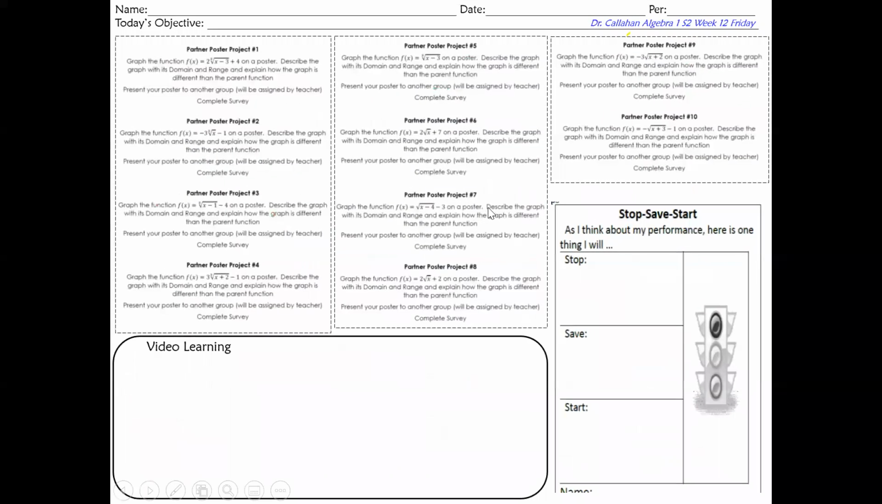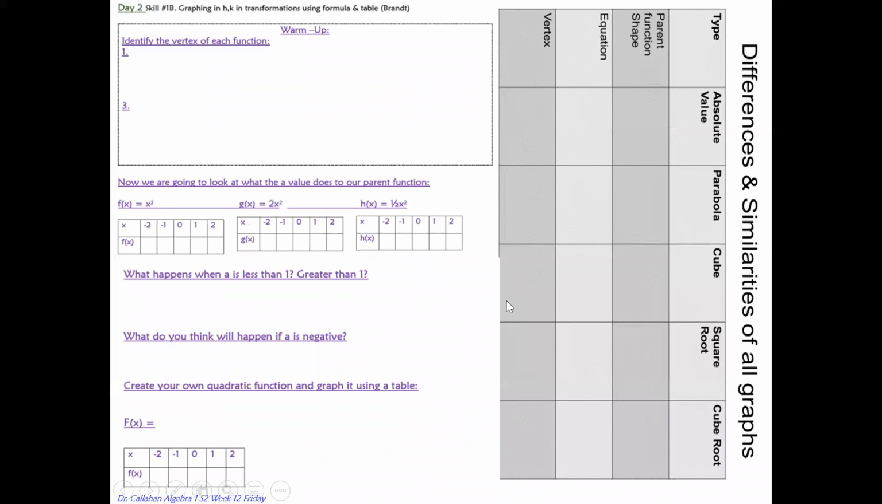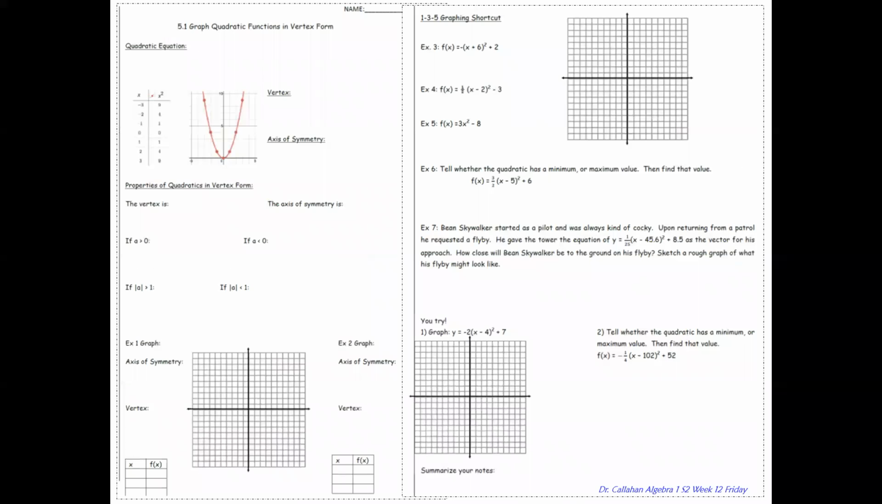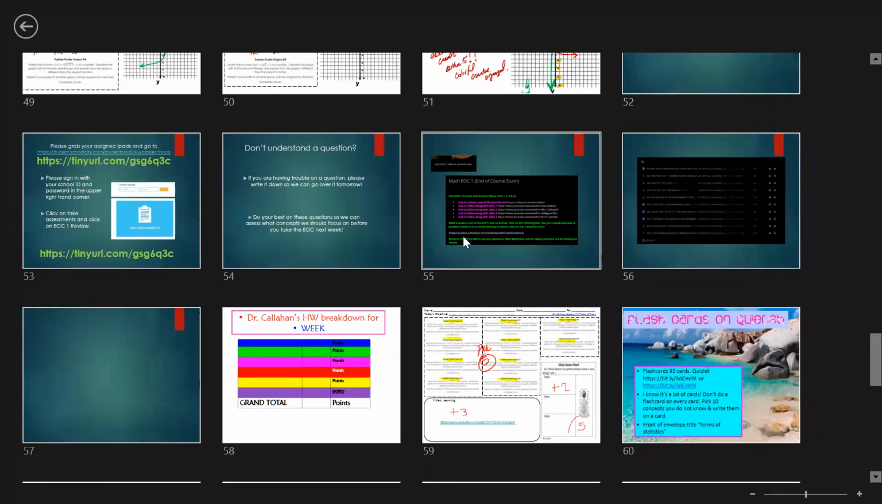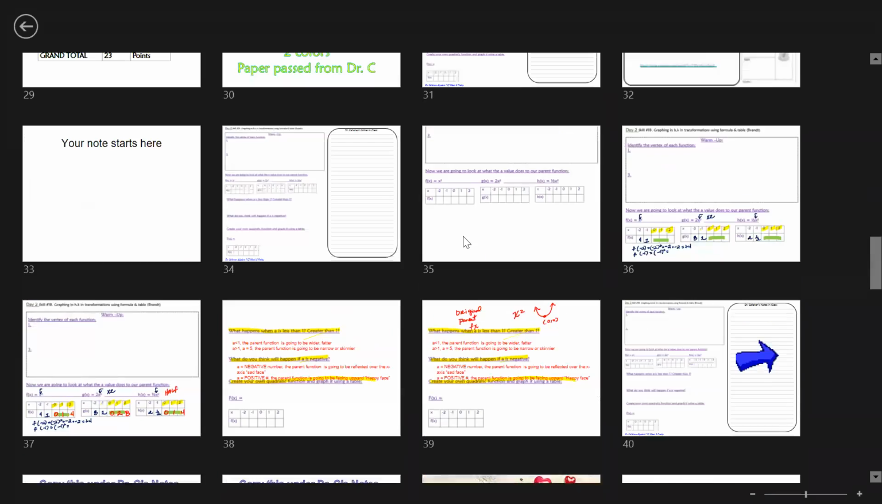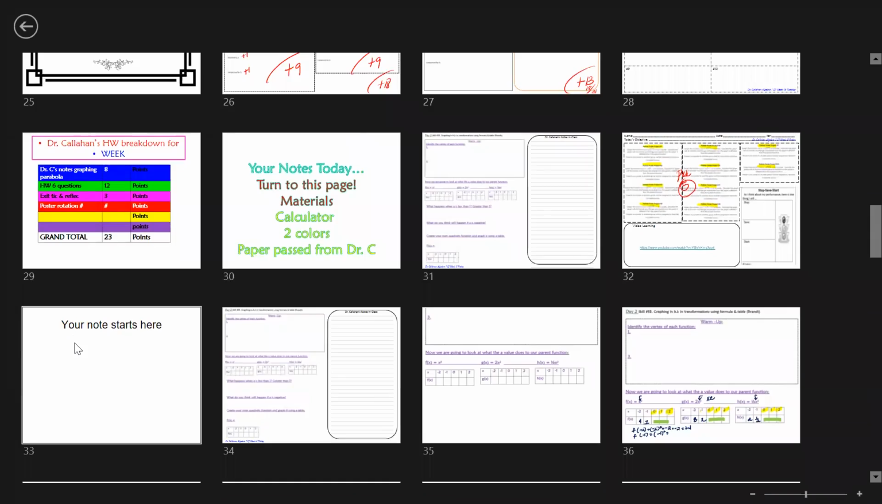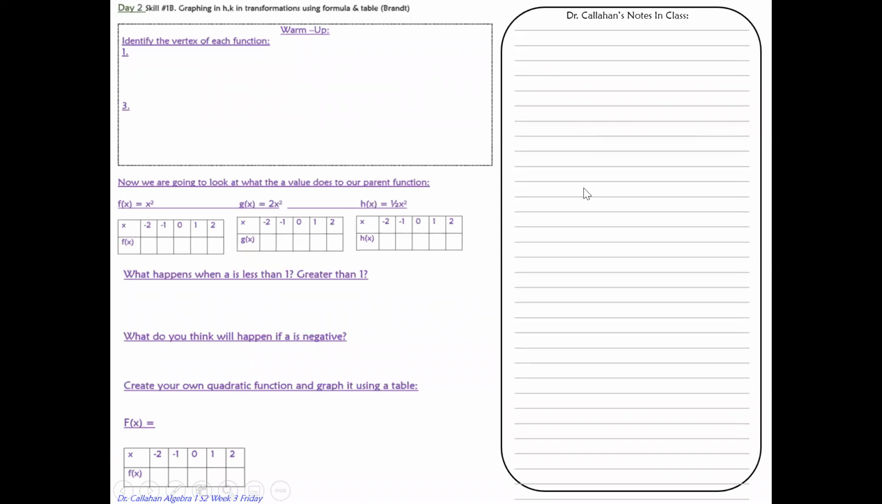Okay, let's go and take a look at your guided notes. So your guided notes is going to be on week 12 Friday. Here is your first page, followed by your second page, and your third page. All right, so let's go ahead and get started with your notes right here.